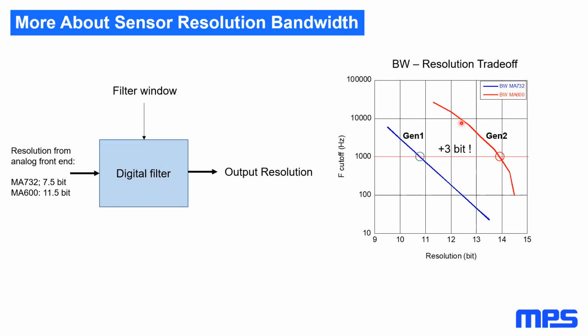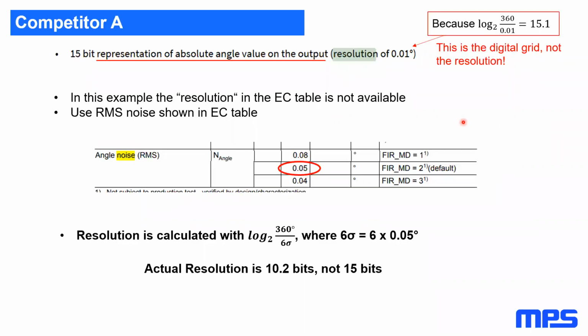Unfortunately, when we look at data sheets, sometimes it's very unclear, again, especially in magnetic sensors, what the actual resolution of a part is. So this is a competitor data sheet. They give the angle noise. That's good that they at least give the angle noise. Most data sheets will give the actual noise, the RMS noise. But these guys claim to have a 15-bit resolution. Pretty nice. 15 bits is significant, especially if you've got a relatively fast bandwidth.